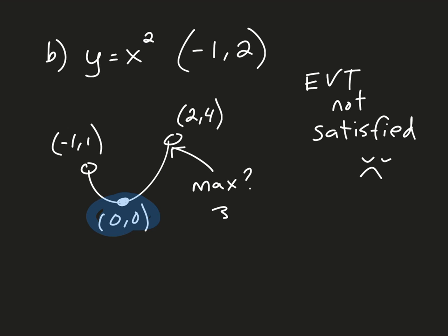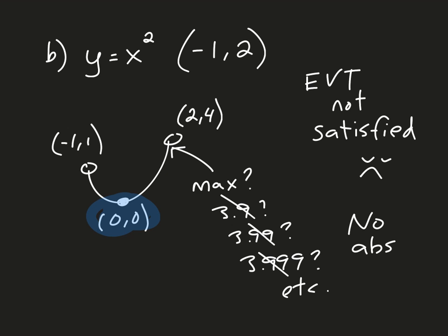So does it have a height of 3.9? Well, no, because you can go higher than 3.9. You can go to 3.99, and then you can go to 3.999, etc. So because you could keep getting closer to 4 forever without ever reaching it, there is no absolute maximum defined because of that open interval. And again, we knew that there was a possibility of this because the extreme value theorem was not satisfied. If the extreme value theorem is not satisfied, you may still have a max, you may still have a minimum, but it's not guaranteed.